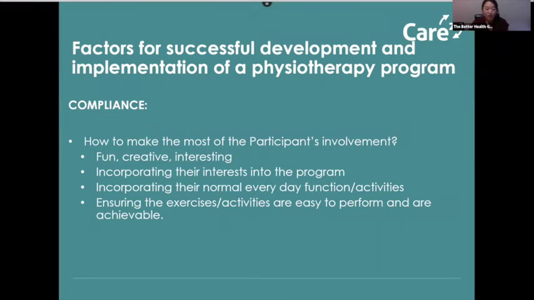And obviously, once the program is underway and they've demonstrated great compliance, we can then look at advancing their program by incorporating maybe more challenging activities or intensive exercise, and then progressing from there as well.